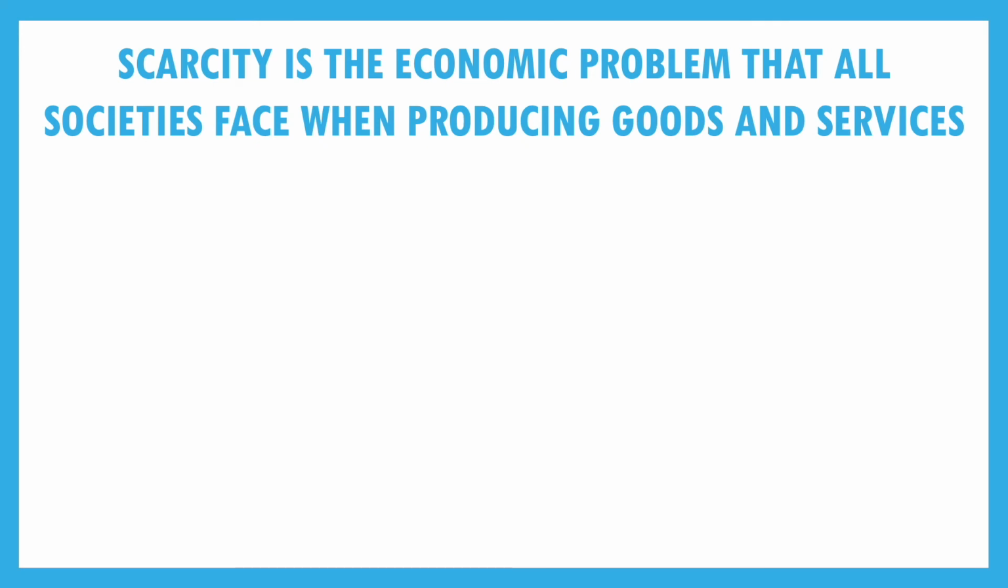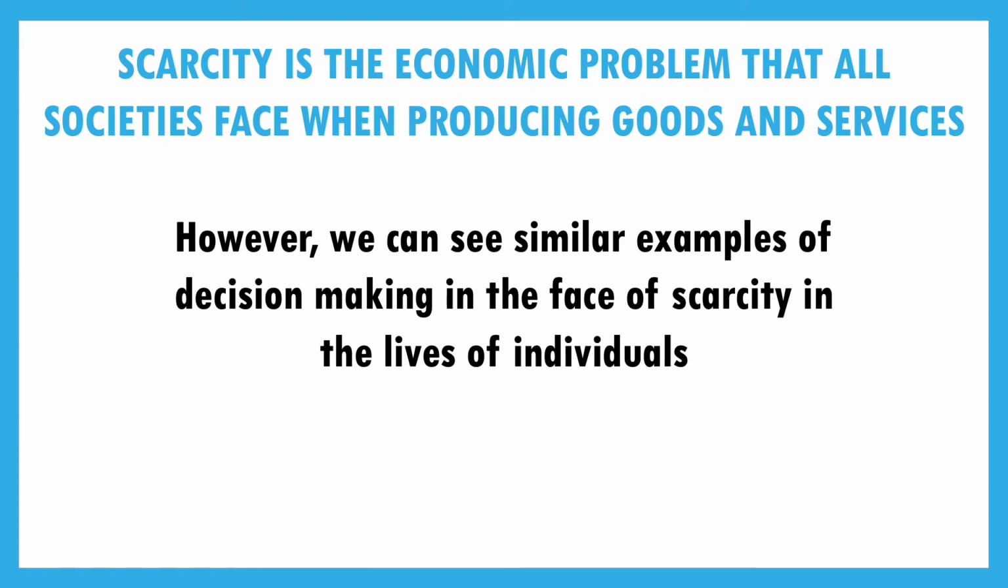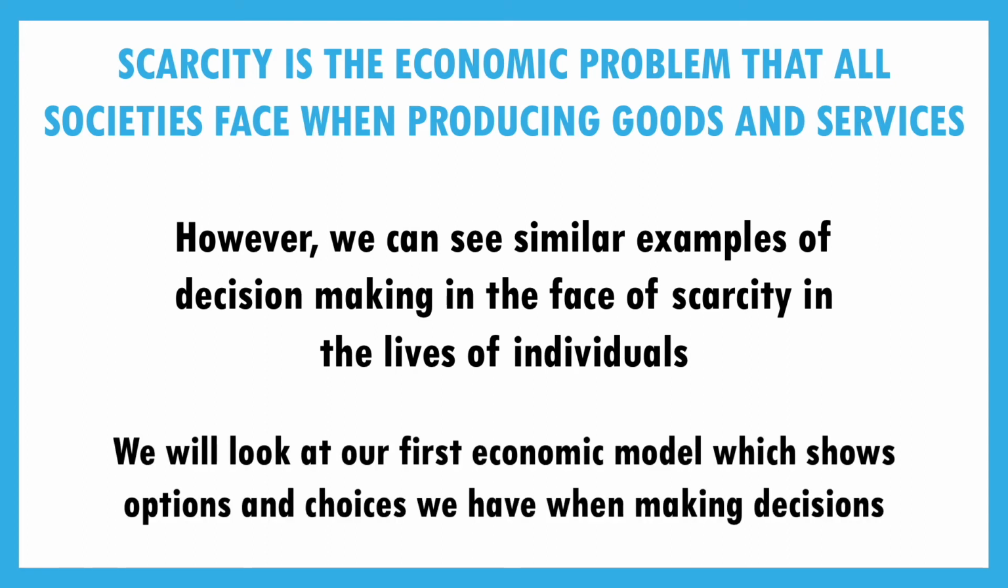Now, scarcity, we said, is that problem that all societies are facing when they're producing goods or services. They have to decide how are we going to use these scarce resources to make as many goods and services as possible in order to satisfy people's wants and needs. Now, this isn't the only place we see scarcity. We see similar examples as we're talking about just the lives of individuals. And so today we're going to look at our very first economic model. It's the production possibilities curve.